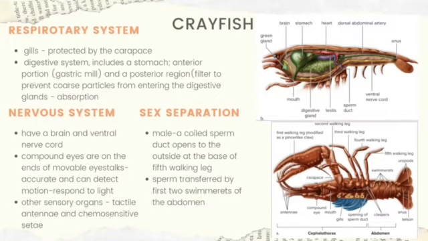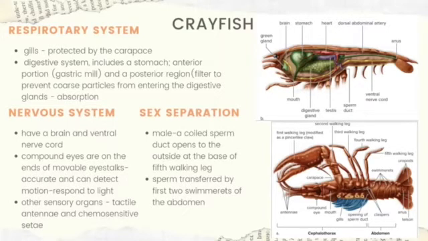Next is their nervous system, which has well-developed sensory organs. They have a brain and a ventral nerve cord. The sensory organs include tactile antennae and chemosensitive statocysts.